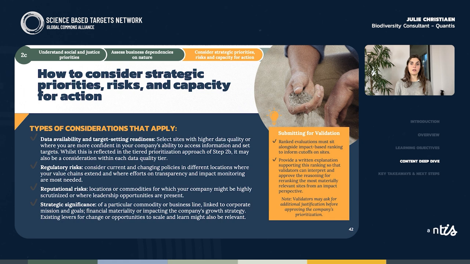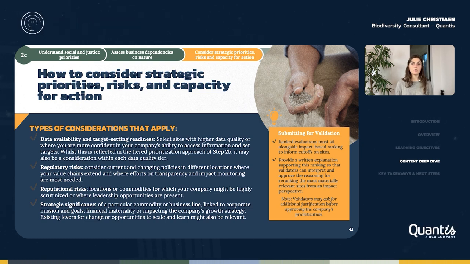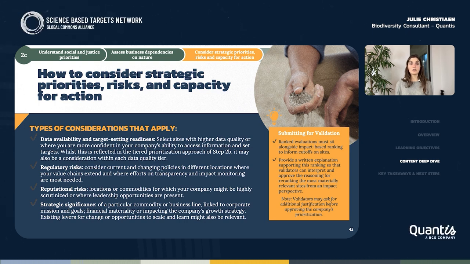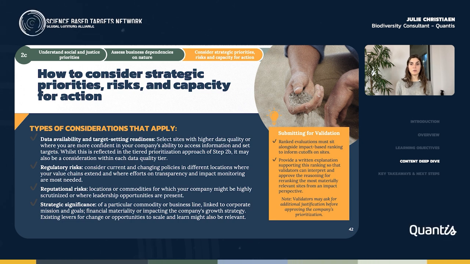Another dimension that you may want to consider is reputational risks. So that means looking at whether there are any locations or commodities for which your company might be highly scrutinized or where leadership opportunities are important. Finally, you may also want to consider the strategic significance of a particular commodity or business line linked to corporate mission and goals, financial materiality, or impacting the company's growth strategy. Existing levels for change or opportunities to scale and learn might also be relevant.